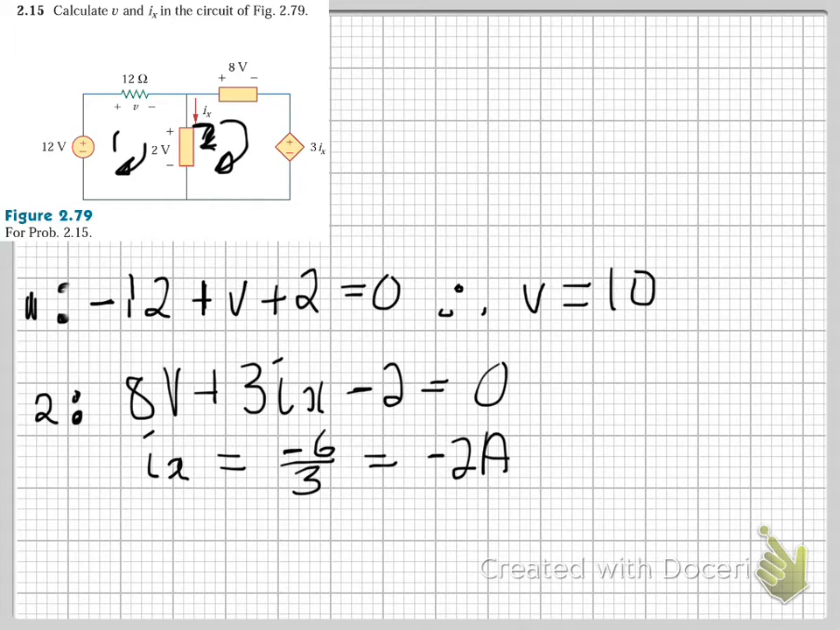So yeah, I hope this is an example of the dependent source. If you were to be asked what is the voltage across the dependent source, it would be 3 multiplied by negative 2, which is negative 6 volts, right? So therefore Ix produces negative 6 volts.